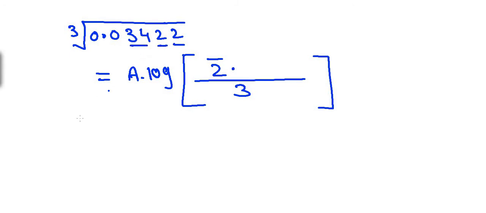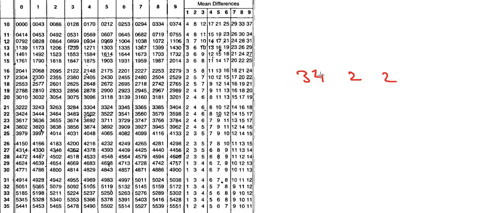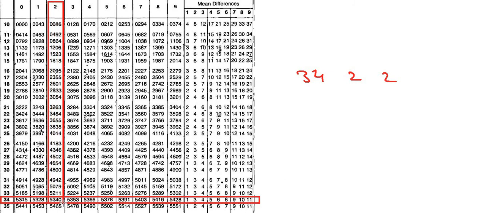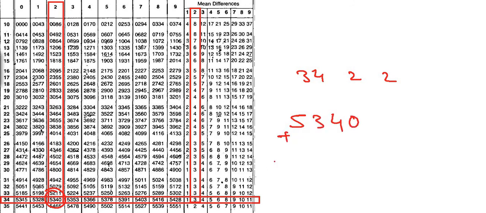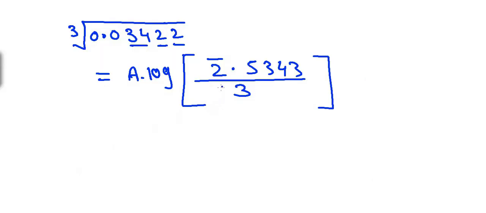3422. Look at 34 in the first column. So this is 34 in first column. 2 in the first row. This is 2 in the first row. And mean difference corresponding to 2. Therefore the intersection is 5340, plus the mean difference 3. So that is equal to 5343. Let us divide it now.